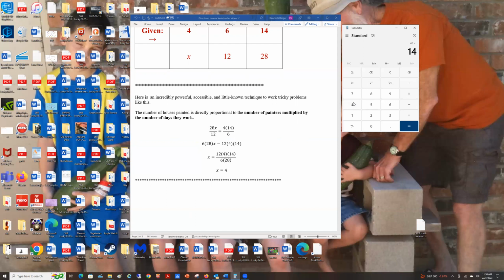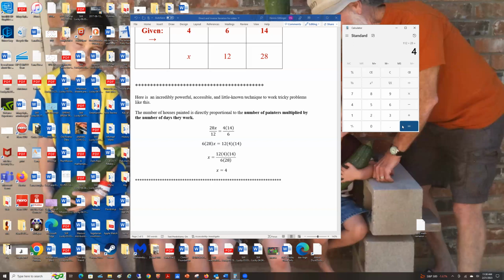I could say equals, and if that were 12 plus 4 times 14, I would have to say equals. Now, here is the trick. To divide by 6 times 28, I can either multiply 6 times 28, or, and here's the cute part, I can divide this by 6 and then divide it by 28. And guess what that is? That's 4. That's one number you need to know, the number 4.